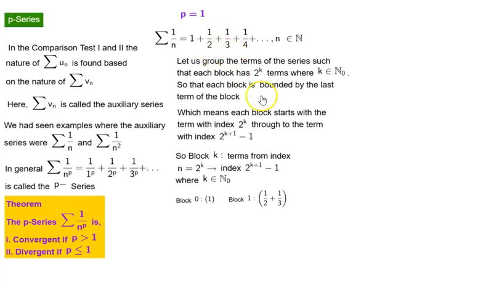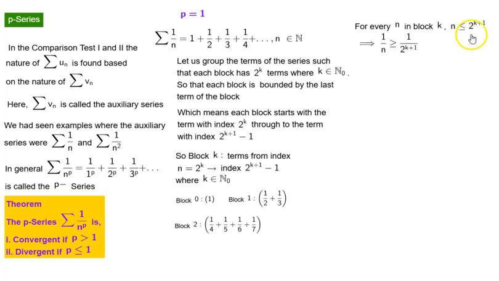That is 1/2 + 1/3. And here in block 2, we will have 2^2, that is 4, so fourth term, to 2^(2+1), that is 2³, that is 8. 8 minus 1, 7. So up to the seventh term. n is less than or equal to 2^(k+1) - 1, which implies if we take the reciprocals, 1/n is greater than or equal to 1/(2^(k+1) - 1), which are the terms of the block.